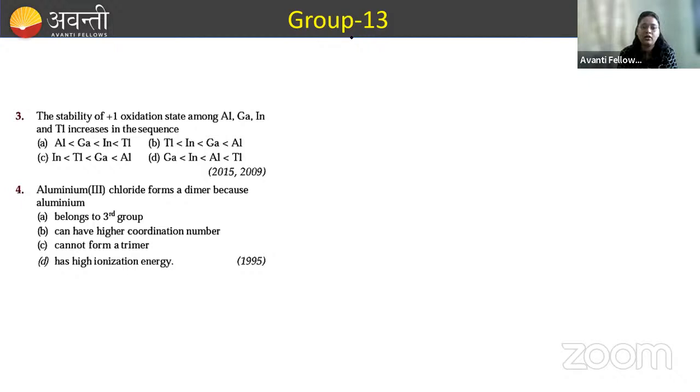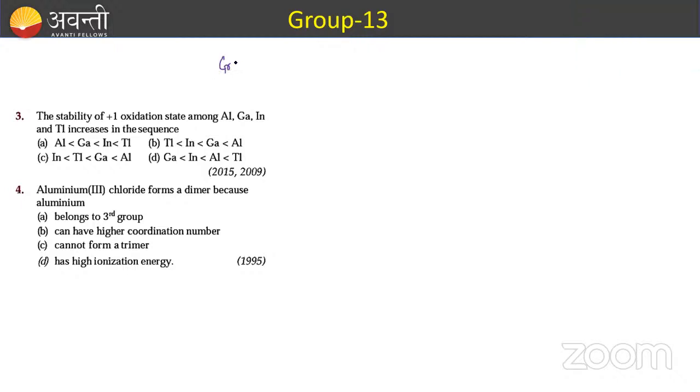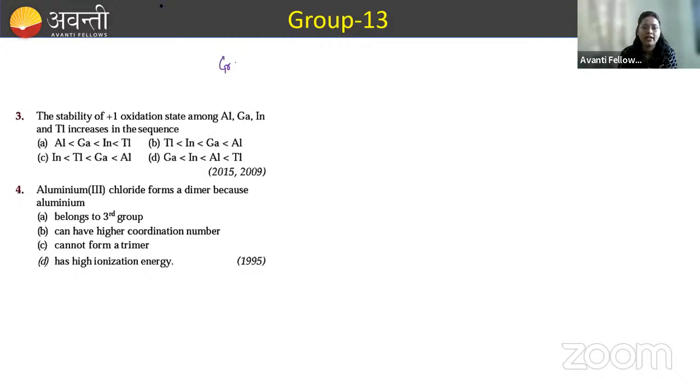So here in group 13 elements, as we can talk, for group 13 elements, the stability of the +3 oxidation state decreases as we move down the group, while that of the +1 oxidation state goes on increasing due to the inert pair effect of the lower elements. Hence the stability of the +1 oxidation state increases in the sequence.